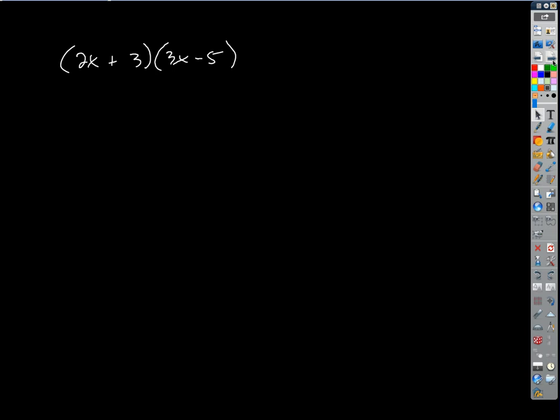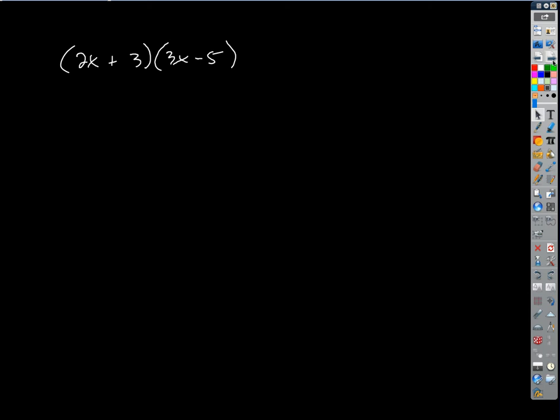So I want to go back and kind of unteach something that you were taught in previous years. It served its purpose at the time, but we always talked about FOIL, right, when you multiplied out binomials. And it's fine, it works, it's no problem. But really, multiplying out binomials is just a general case of multiplying out polynomials.